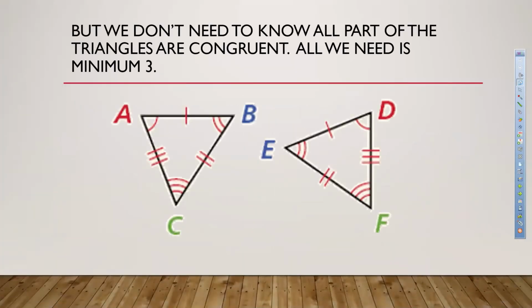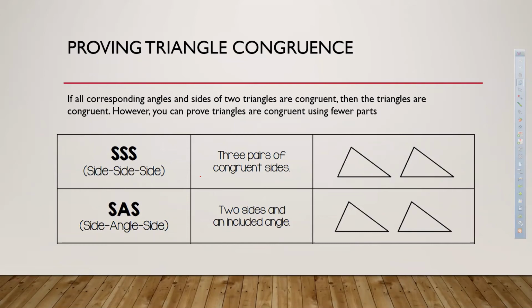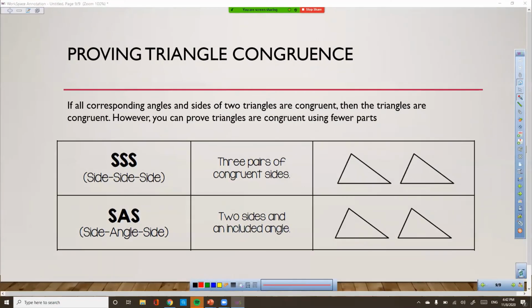But we don't need to know all the parts of the triangles are congruent. All we need is minimum 3. So as you can see here, we've been seeing that all the angles and all the sides are congruent, but we don't need all of them to be congruent. All we need to know is minimum 3. And so for that, it says if all corresponding angles and sides of triangles are congruent, then the triangles are congruent. However, you can prove triangles are congruent by using fewer parts.